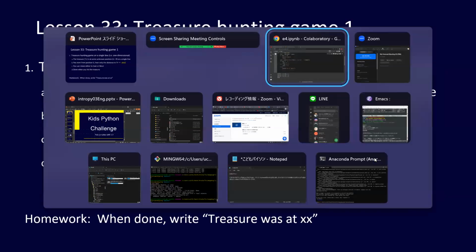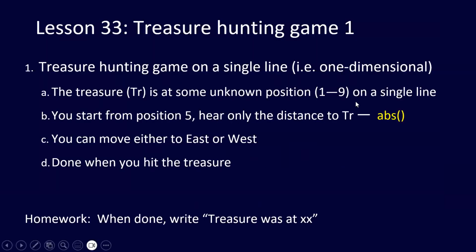The requirement is that the treasure is somewhere between 1 and 9, and you're starting from 5. You only hear the distance between you and the treasure, whichever side it is on. So you use the abs function here. You can move either east or west, and when done, you hit the treasure. So it's like the number guessing game, which we did several times back, right?